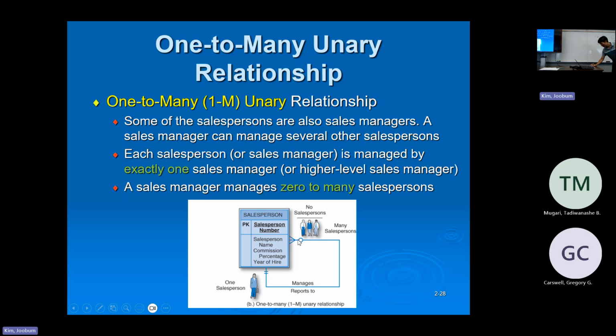Okay, but this is an inner symbol. This one is a zero. That means sometimes, Nicole is just promoted today to sales manager. In that case, she doesn't have any salesperson to manage. So it can be zero. It can be different depending on the situation, business policy, rules, and so on. Anyway, this is a one-to-many unary relationship.